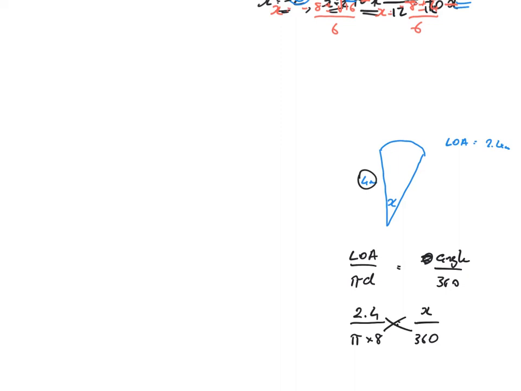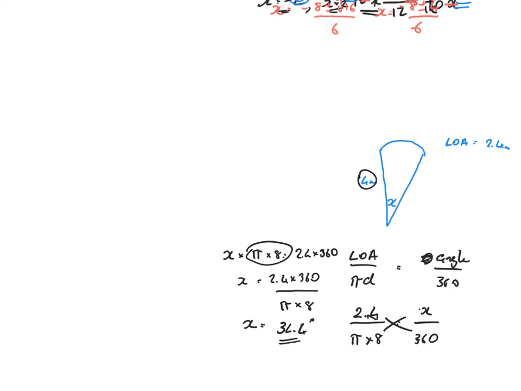Okay, I can then cross multiply. So I've got x times pi times 8 is equal to 2.4 times 360. So that's that times that equals that times that. I then bring this down and divide. So that's 2.4 times 360 over pi times 8. Punch all that into the calculator to get 34.4 degrees. Final answer.